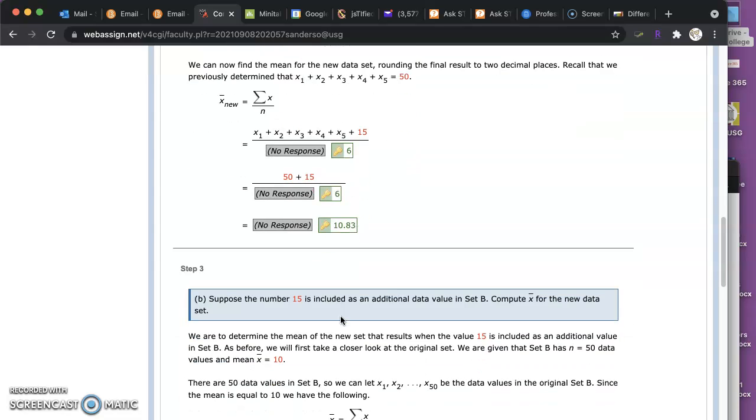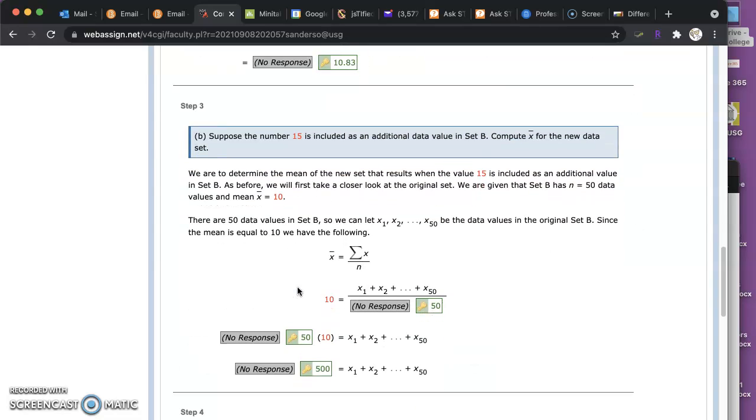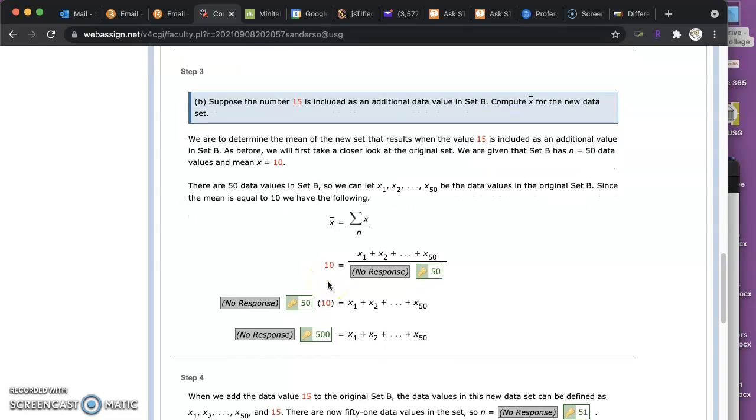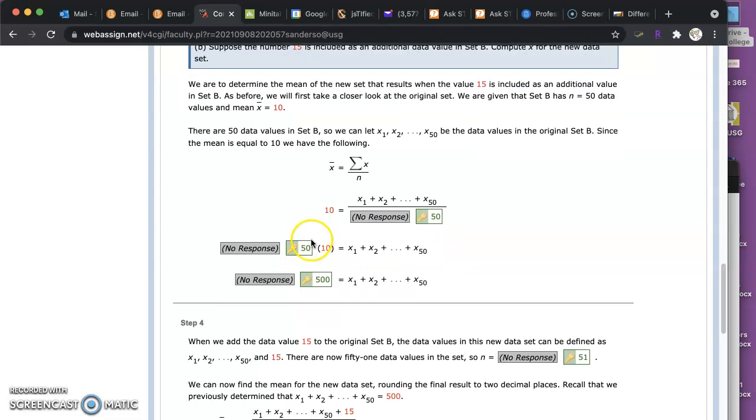Okay, now let's look at set B. We're adding an additional number of 15 to that data set. So we're going to do the same thing. In that one, it said we had 50 numbers, so we'll be dividing by 50, and its average was 10. And to find what those numbers total, we're going to multiply both sides of our equation by this denominator. So multiply both sides of this equation by 50.